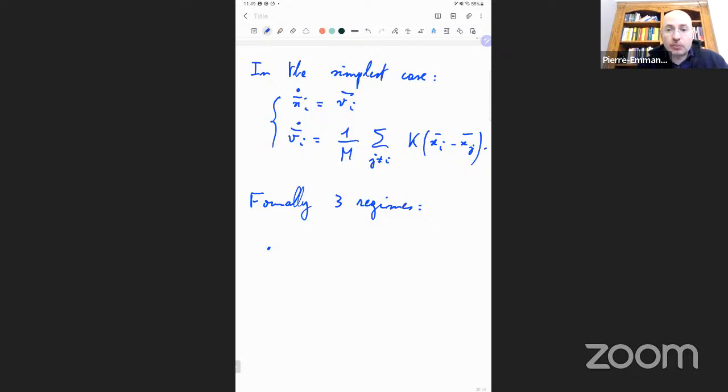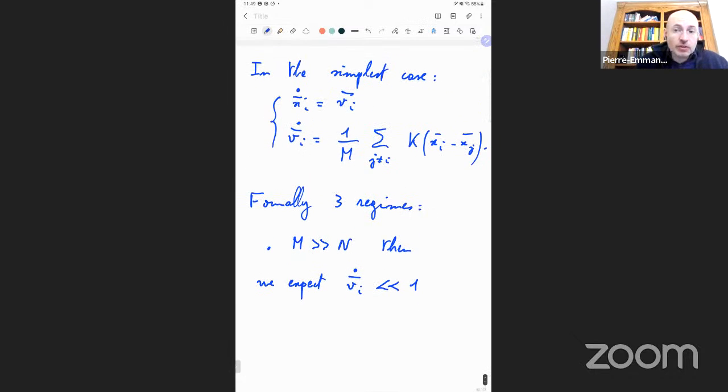You see that here you have a sum of n terms. Now, this is formal because, of course, K has a singularity, so those terms might be unbounded if you have collisions or anything like that. But again, let's keep it formal. I have a sum of n terms. So if m is much larger than n, then this sum should be very small. So then we would expect that vi bar dot would be much smaller than 1.